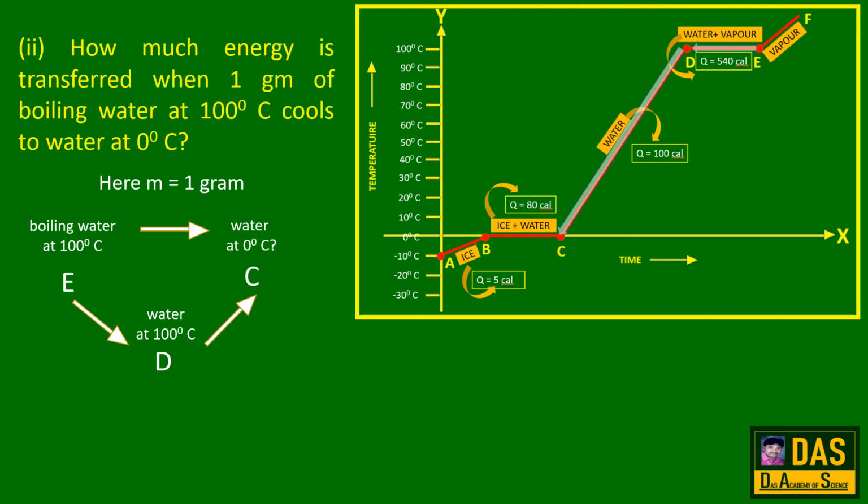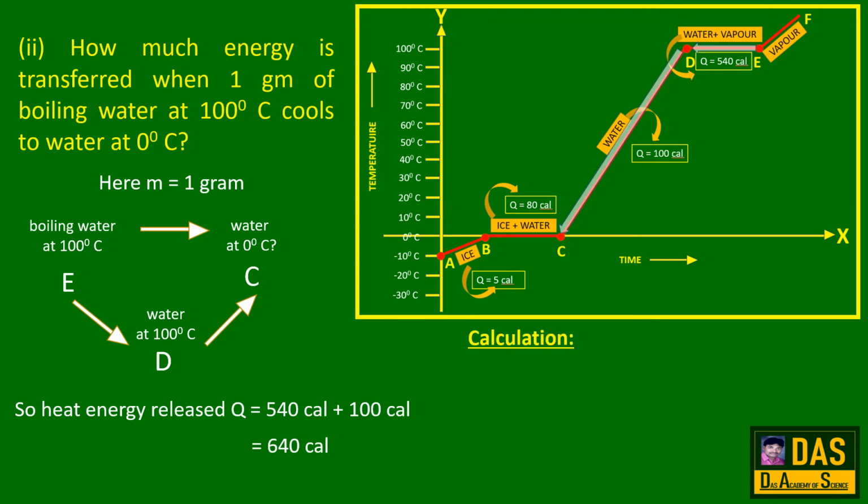If we observe in the time-temperature graph, by previous discussion we know the values between E to D, heat energy released is 540 calories, and between D to C, heat energy released is 100 calories. Hence, total heat energy released Q is 540 calories plus 100 calories, that equals 640 calories.